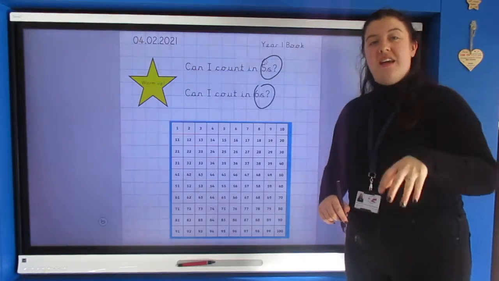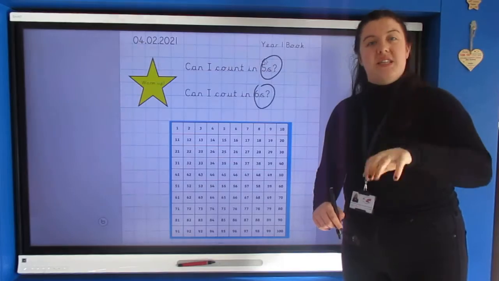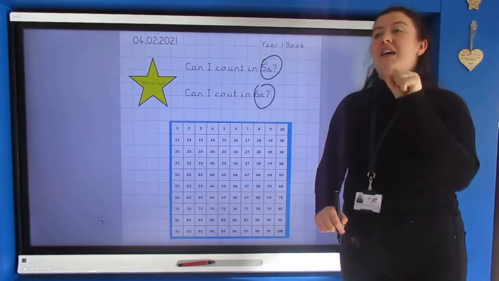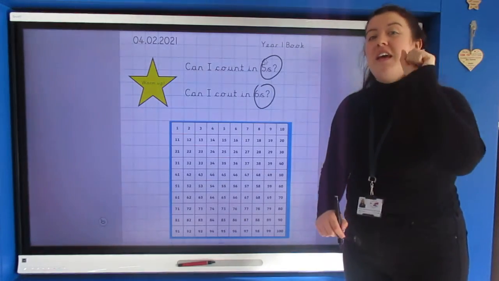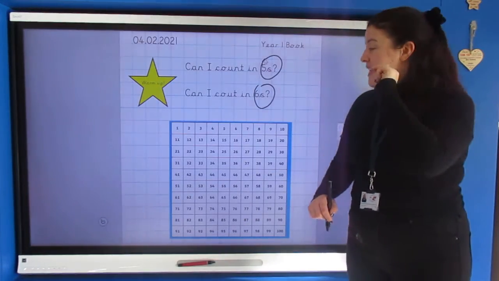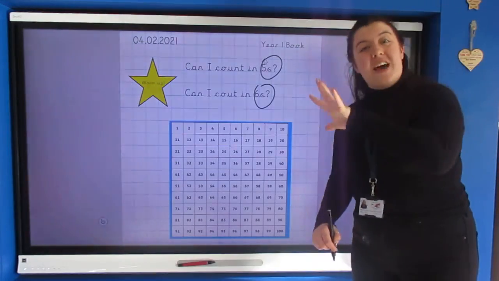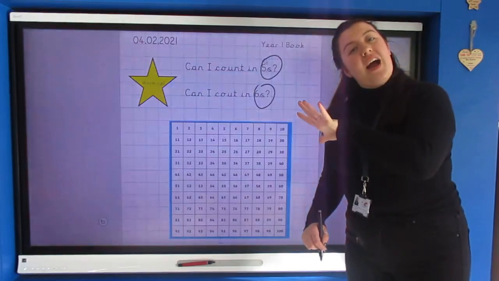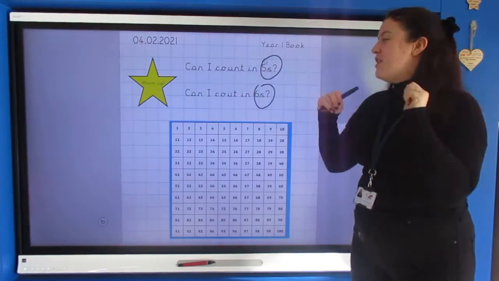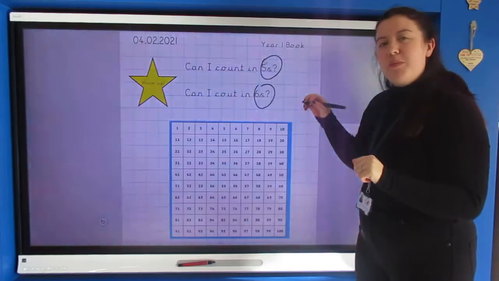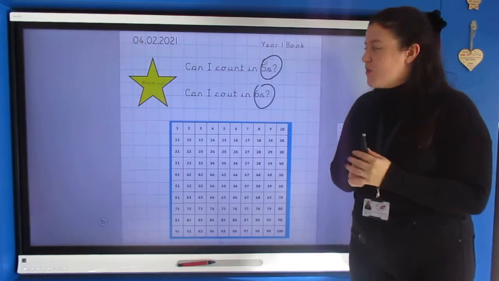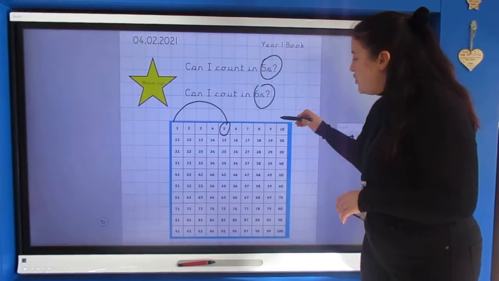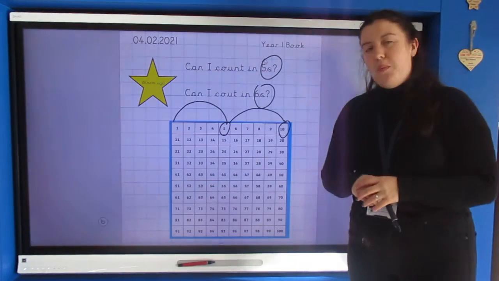5, 10, 15, 20, 25, 30, 35, 40, 45, 50, 55, 60, 65, 70, 75, 80, 85, 90, 95, 100. Well done. Circle the numbers in your 5 times table on your 100 square. Remembering, we count 5 each time. Count 5, jump on. Count 5, jump on.